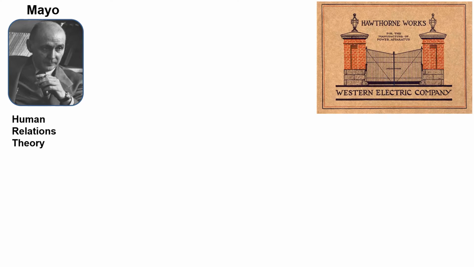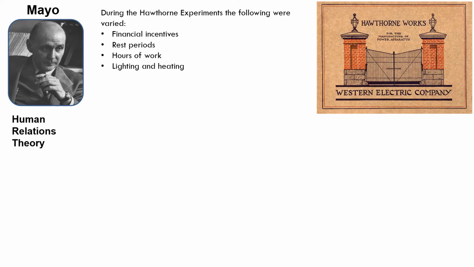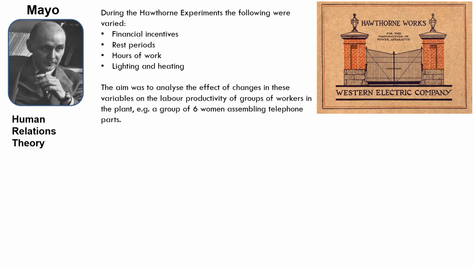So this came about from a study he did into an electricity company called the Hawthorne Works Western Electric Company. And this was famously known as the Hawthorne experiments. And they were looking at trying to identify what would motivate staff, and they changed the following things: financial incentives, they changed rest periods, they changed hours of work, they changed lighting and heating conditions. And the aim was to analyze the effects of these changes on labor productivity. And they did it based on a group of 6 women assembling telephone parts.